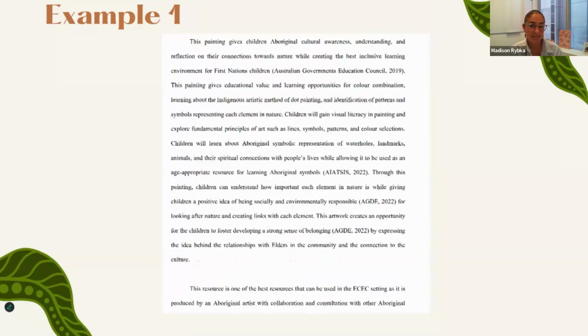Children will gain visual literacy in painting and explore fundamental principles of art. Through this painting, children can understand how important each element in nature is. So they're linking again to their early years framework for looking after nature, expressing the idea of sense of belonging, because that is in your early years framework. This resource is one of the best resources that can be used, as it is produced by an Aboriginal artist with collaboration and consultation with other Aboriginal people. Again, they're getting that information from where the website's from, but having those AIATSIS guiding questions helps you unpack it.